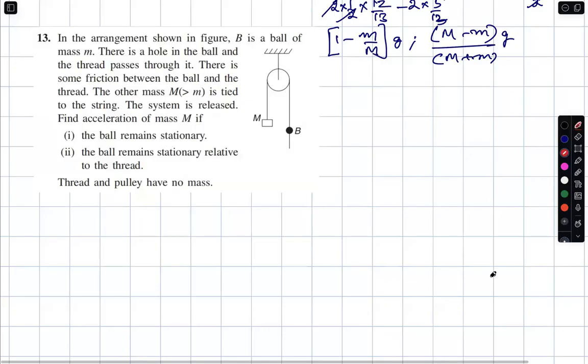In the arrangement shown in the figure, B is a ball of mass m. There is a hole in the ball and the thread passes through it. There is some friction between the ball and the thread. The other mass, capital M, which is greater than small m, is tied to the string. The system is released. Find the acceleration of capital M. Let us try to draw the free body diagram.